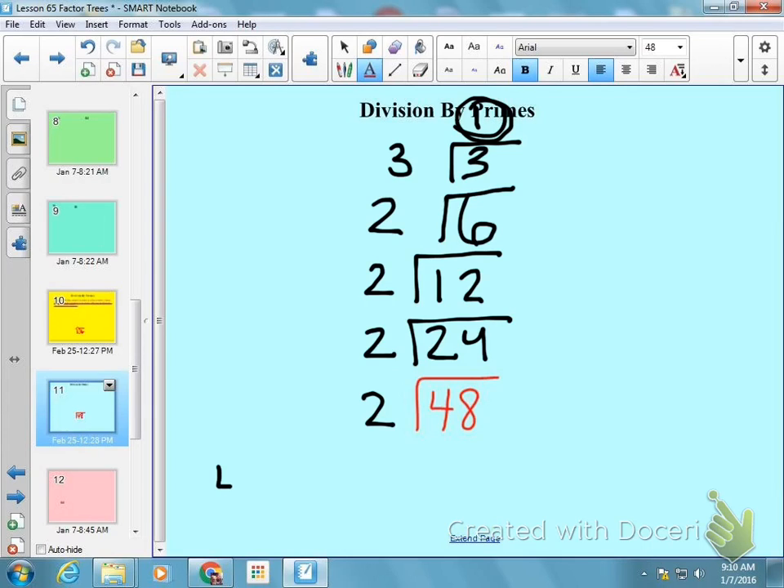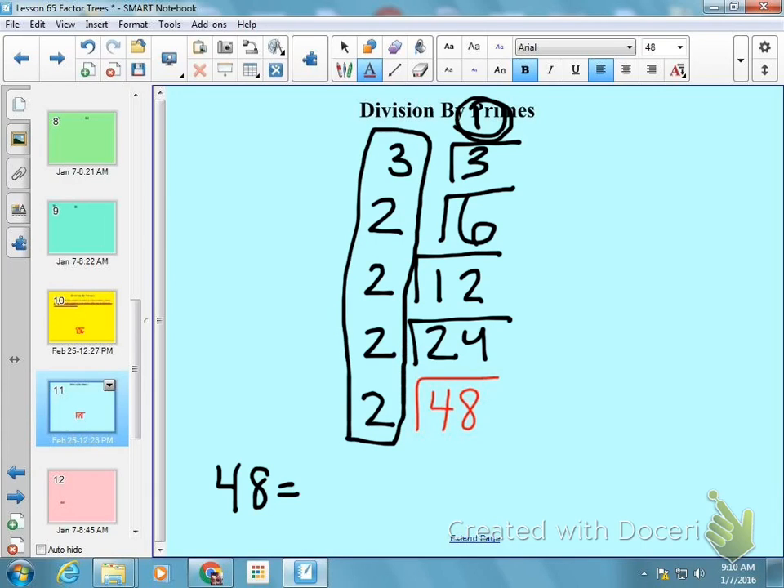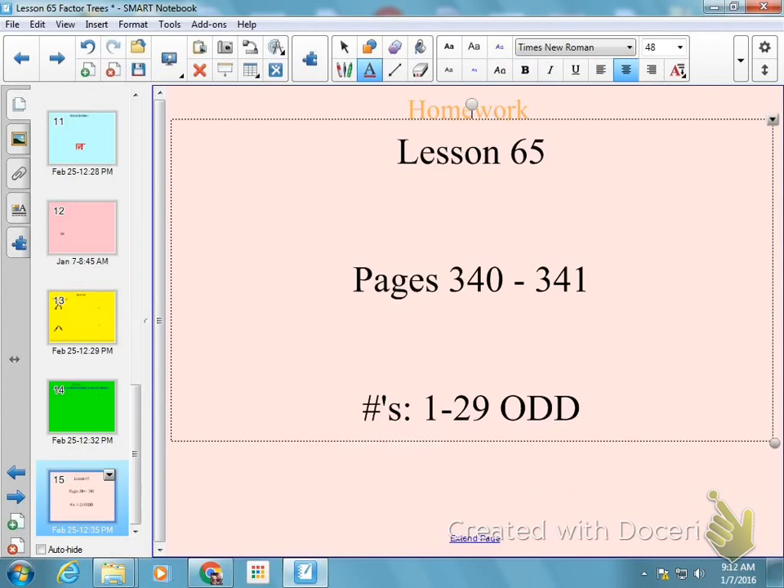So when I write this out, I'm going to say 48 equals, and look, it's already in numerical order when I do the division of primes if I'm working from the smallest prime number: 2 times 2 times 2 times 2 times 3. Now, if I were to multiply this out, it would equal 48.